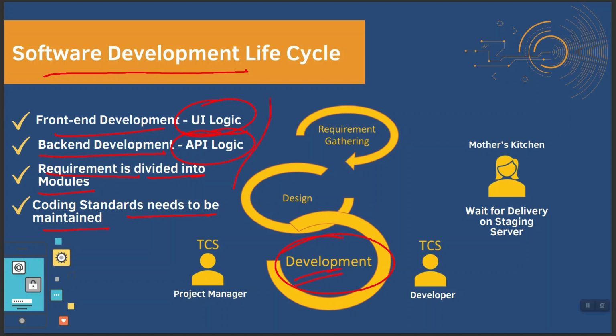And while all this is happening, the client will be waiting for the delivery on the staging or the UAT server. Here, while the whole thing is happening, there is no need for the client to be a part of this process. The client is simply waiting for the final delivery on the server which is assigned for him or her to play with.